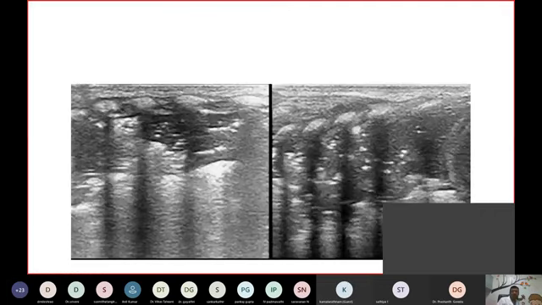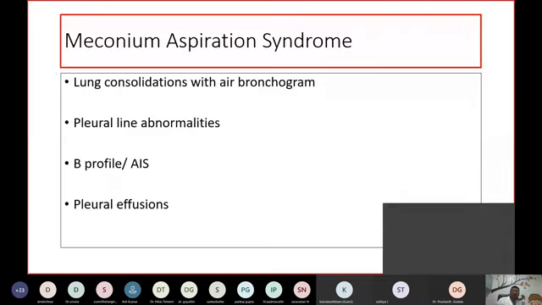Okay. Now again, meconium aspiration syndrome, again the same. It will have most of the features of pneumonia or consolidation.